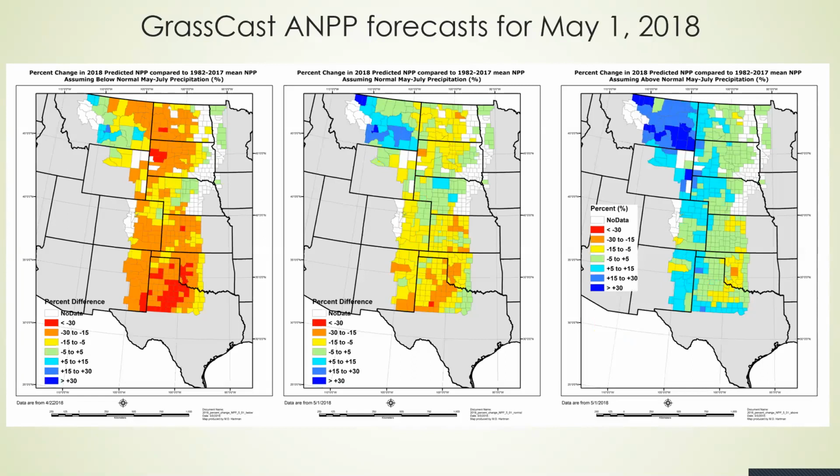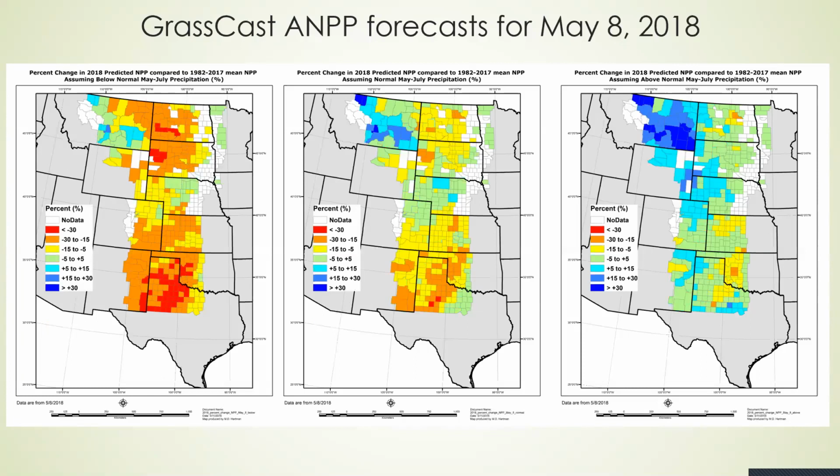So May 1st forecast, pretty much the same patterns. The central North and South Dakota do not look particularly good. But they did get some rain, so actually the Montana region's looking better. And the southern Great Plains is continuing to look even worse if you have below normal. May 8th one, we continue the same pattern, the southern Great Plains, looking actually worse.